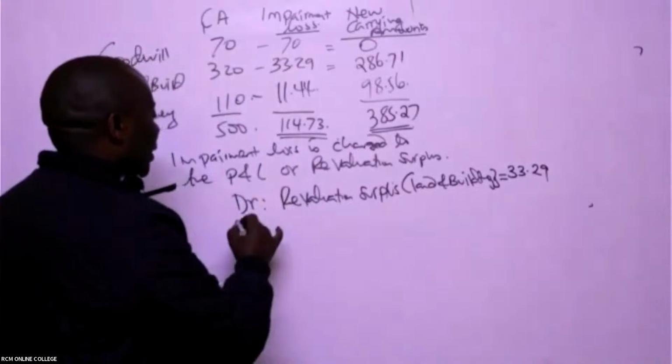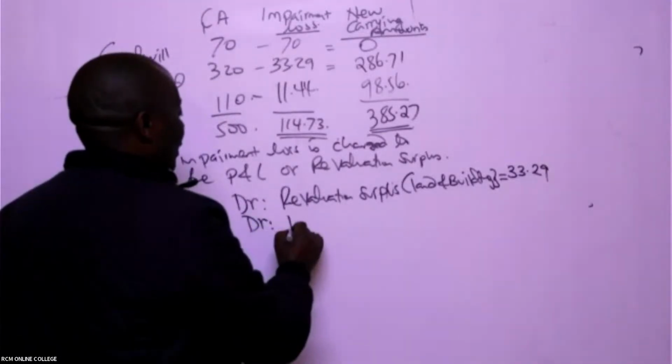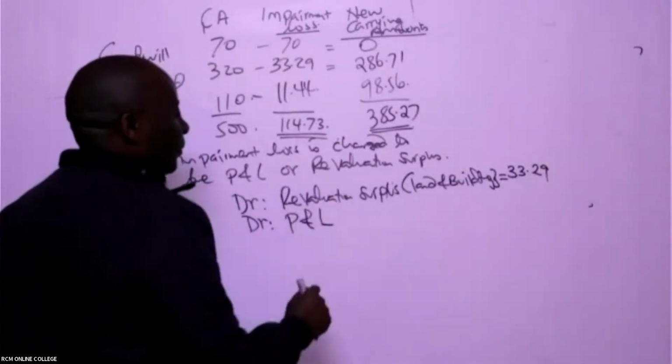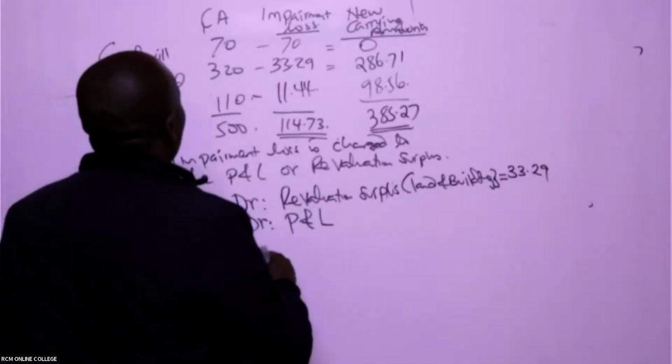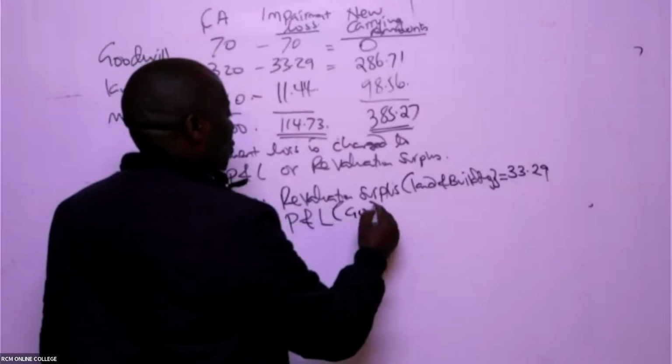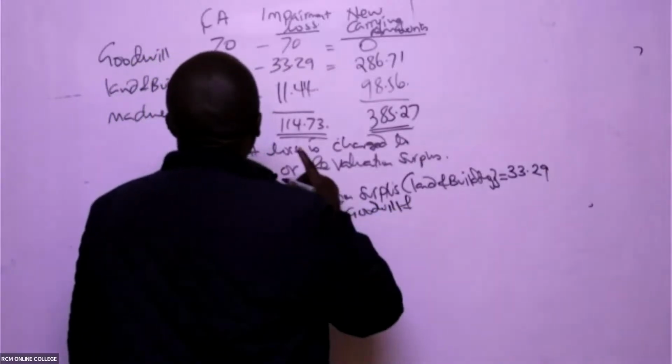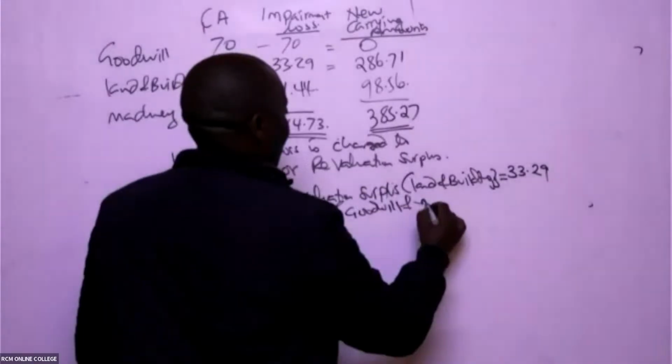And then, ladies and gentlemen, we shall come here and debit the P and L with the impairment loss for goodwill and machinery.